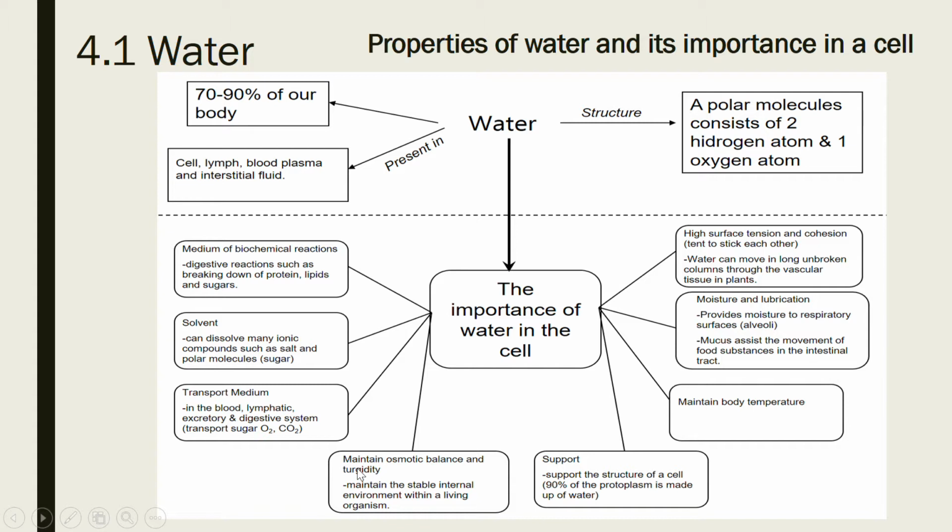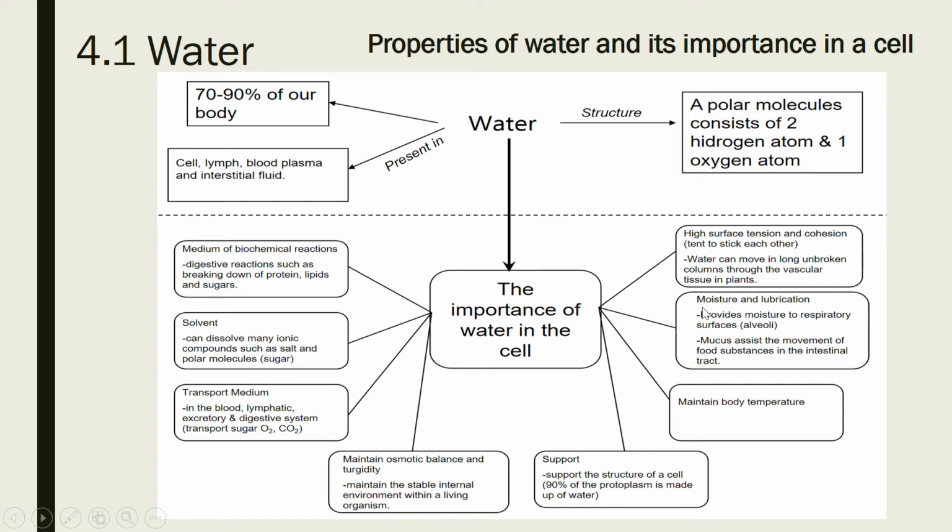Okay, next is maintaining osmotic balance and turgidity. Osmotic balance, because we discussed the movement of water molecules. So it is able to maintain a stable internal environment within a living organism. In terms of supporting the structure of a cell, 90% of the protoplasm is made up of water. Protoplasm means cytoplasm with nucleus. Next, water maintains body temperature.